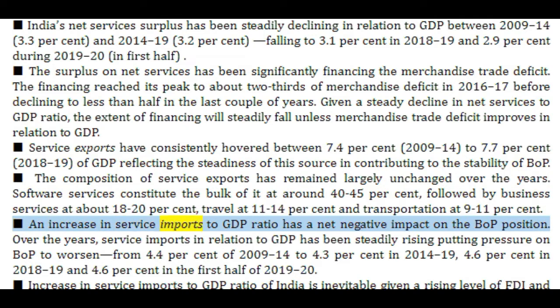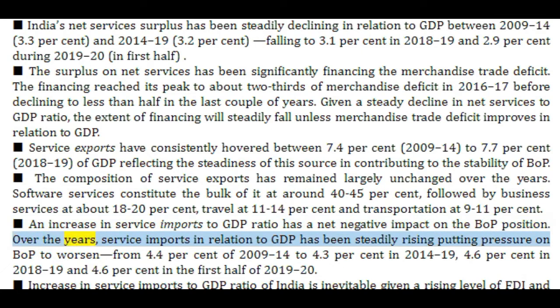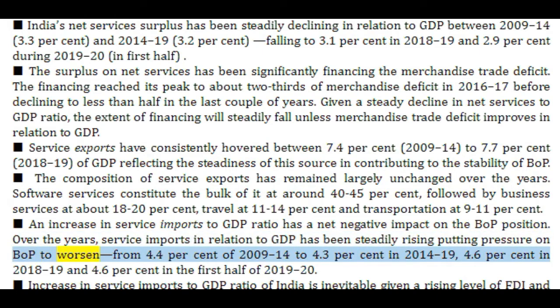An increase in service imports to GDP ratio has a net negative impact on the BOP position. Over the years, service imports in relation to GDP has been steadily rising, putting pressure on BOP to worsen from 4.4% in 2009-14 to 4.3% in 2014-19, 4.6% in 2018-19, and 4.6% in the first half of 2019-20.